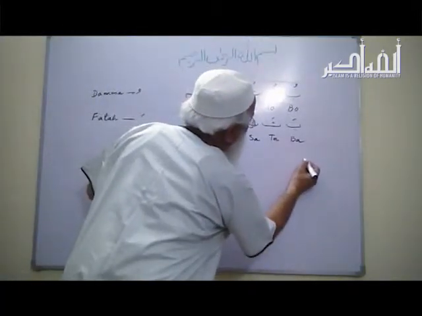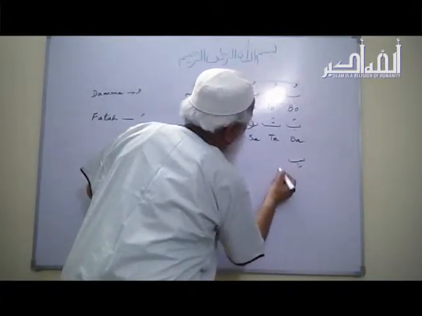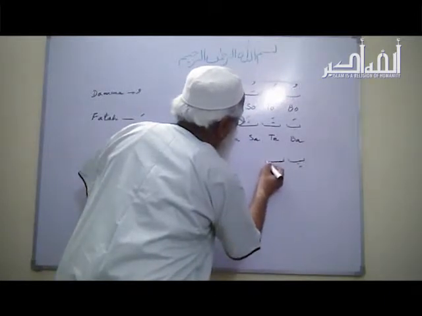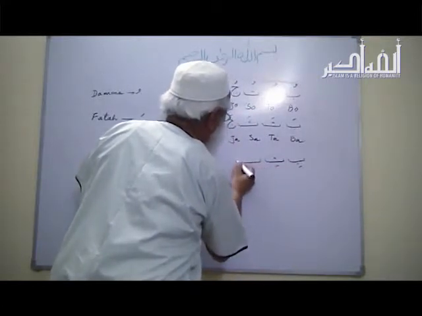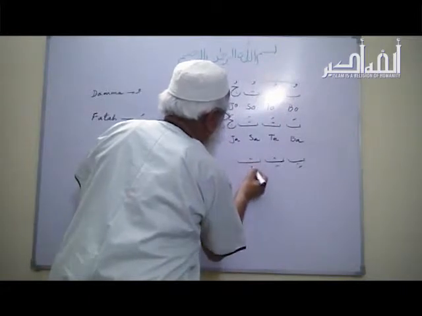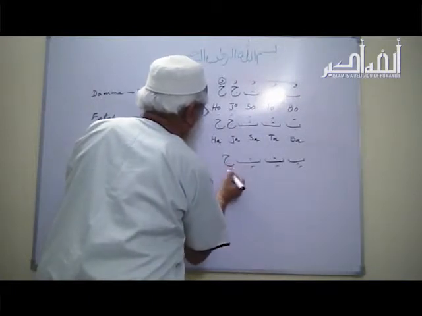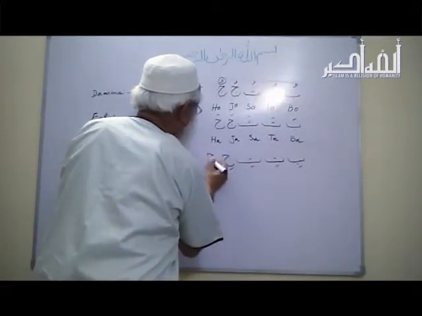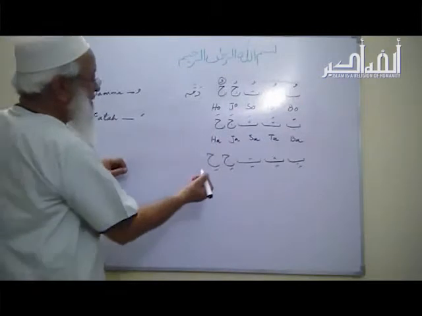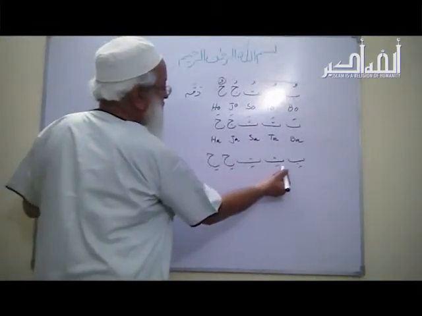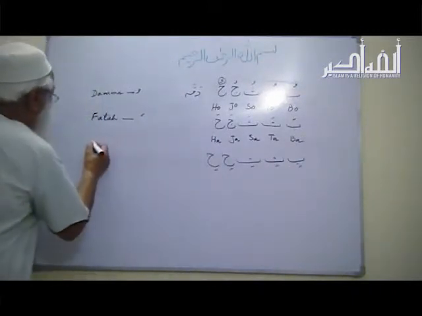we can write here, this is te, this is se, this is jim, this is he. So now here is another tanween. You can see below the letters. This is actually Kisra. We call it Kisra.